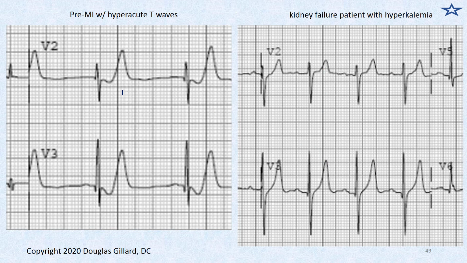Now here's someone who is about 90 minutes away from a full-blown myocardial infarction. The same leads. Do you see much difference between them? I don't see much difference. Maybe these are a little bit bigger in lead 3. In V3 they look really, really similar, I think. So yeah, the bottom line is hyperkalemia can look an awful lot like these hyperacute T waves. That's the bottom line, and that's the precursor.